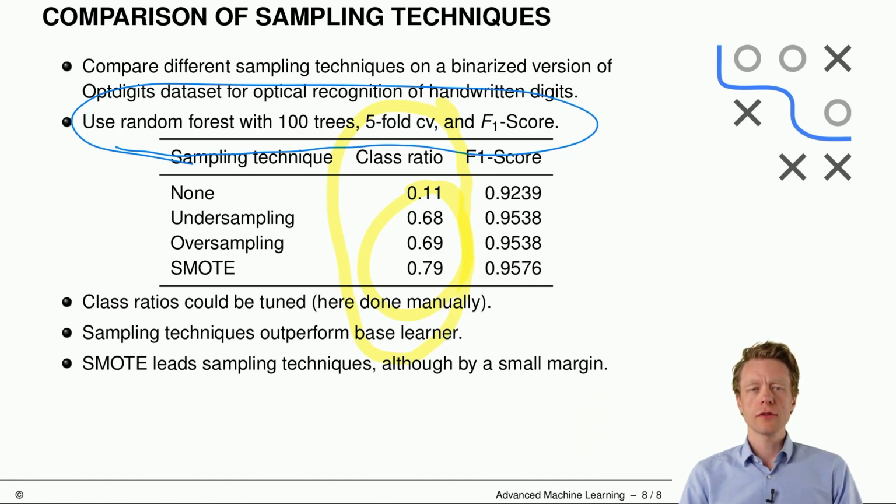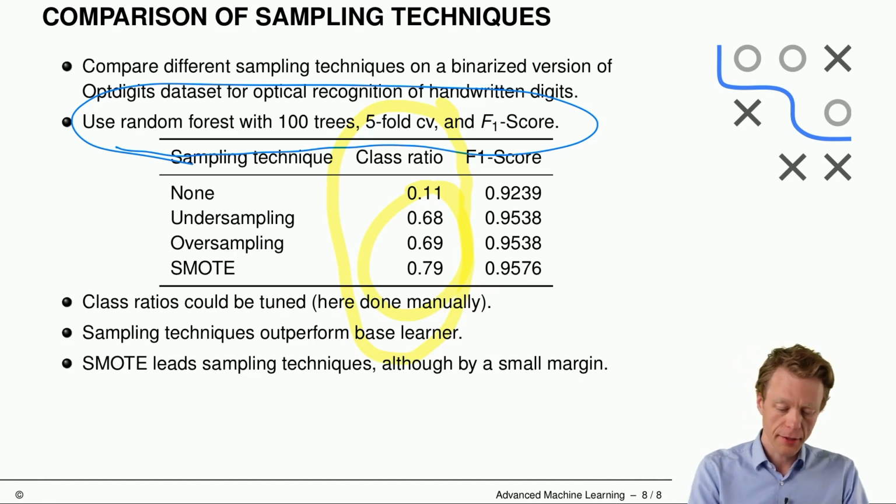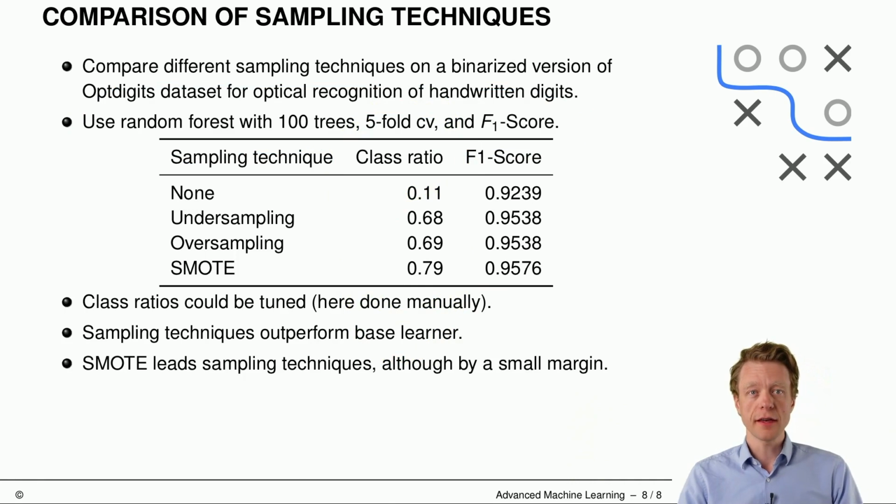But you could also consider this a hyperparameter of your learning process and tune it. So we have done the latter thing. We tuned it somehow a little bit manually, let's say. So we ended up with different class ratios for the three different techniques here. And then in the last column, you see the resulting F1 score via 5-fold cross-validation, of course.